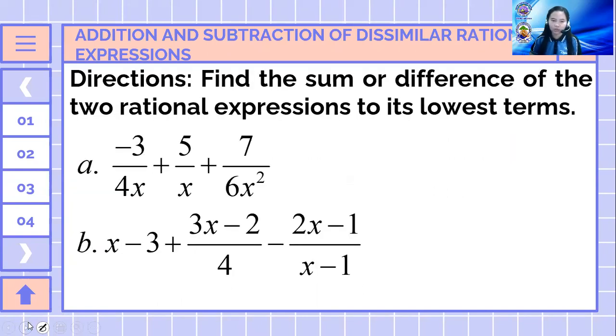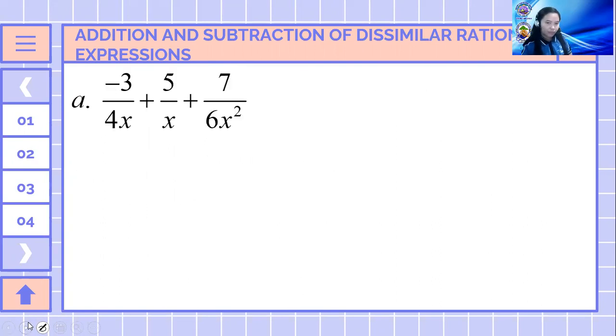So I have here two examples. Let's have the first example, letter A: negative 3a over 4x plus 5 over x plus 7 over 6x squared. We have to find its sum. Step 1, find the LCD of 4x, x, and 6x squared. The LCD of the numerical coefficients 4, 1, and 6 is 12. The LCD of the variables is the variable with the highest exponent, that's why we have x squared. So the LCD is 12x squared.